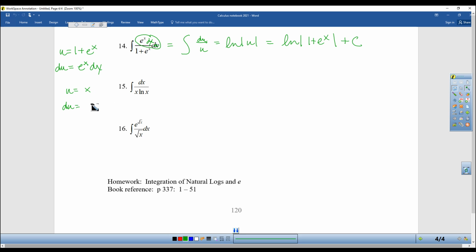If u is x, then du is just dx. That's not going to help you. That's not going to get rid of that natural log. You'll have du over u, and you'll still have a natural log of x. So try it the other way. When you have two different functions, one of them has to be u and one of them has to be du. So make this function the u, and sure enough, what's the derivative of natural log? 1 over x dx, or dx over x, which is exactly what you have.